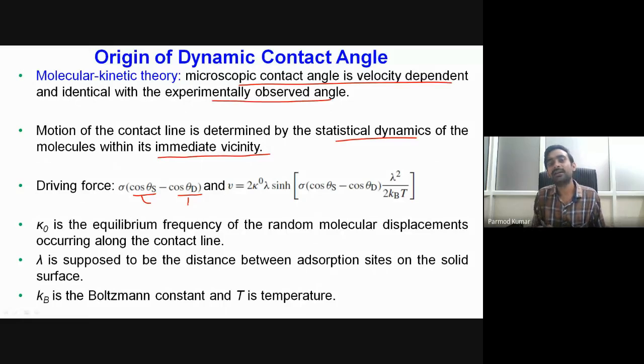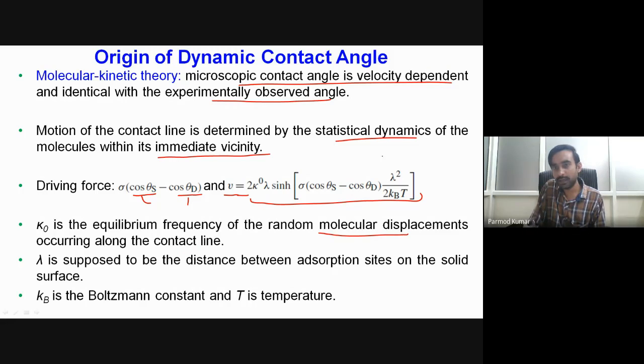Based on the molecular activity, this value of contact line velocity is given with the help of this relationship. In this particular relationship, K naught is the equilibrium frequency of the random molecular displacements which are occurring along the contact line.